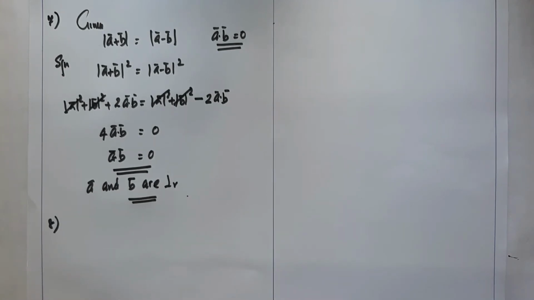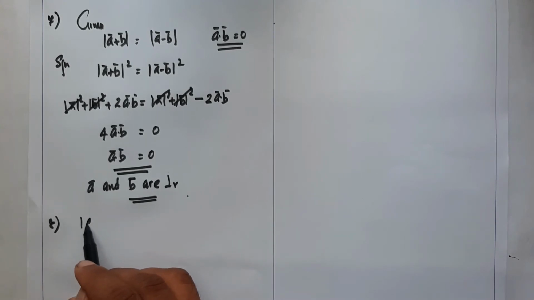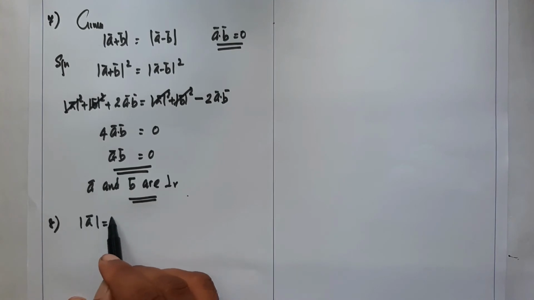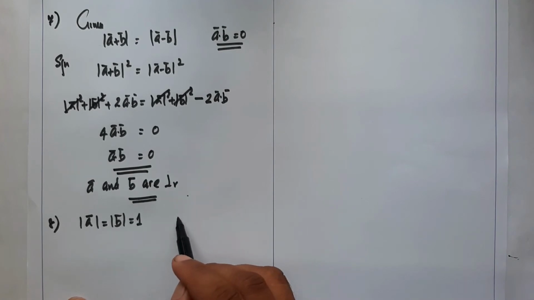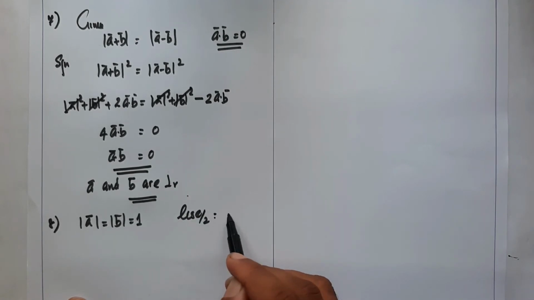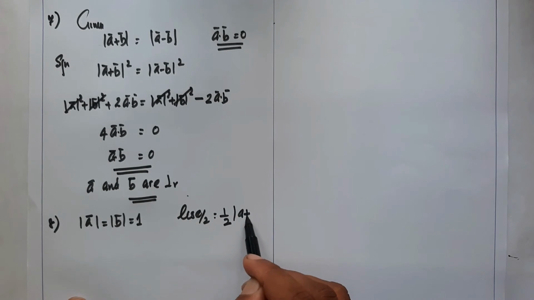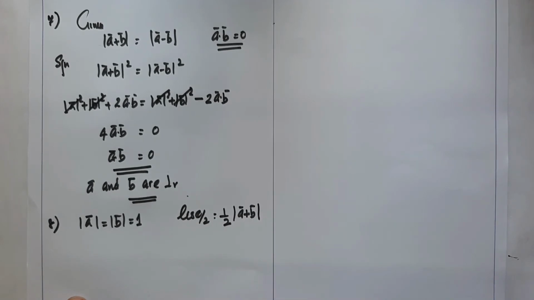Okay, now let us discuss one more question applying the concept of scalar product. If theta is the angle between the two unit vectors, vector A and vector B, that is mod A and mod B are equal to 1, then prove that cos theta by 2 is equal to half into modulus of A plus B.